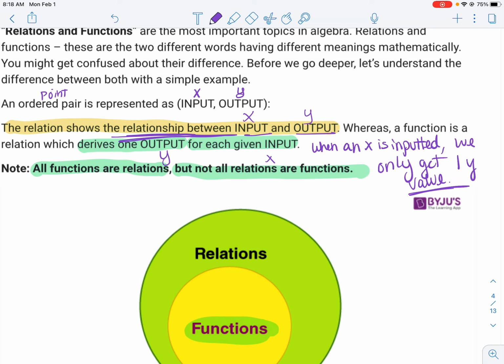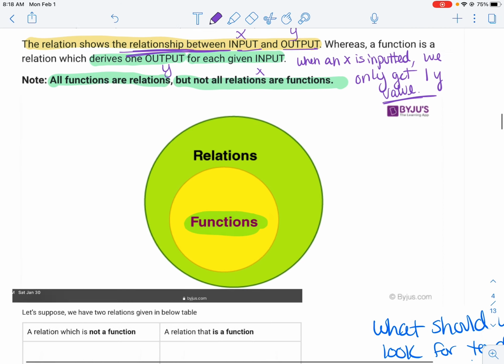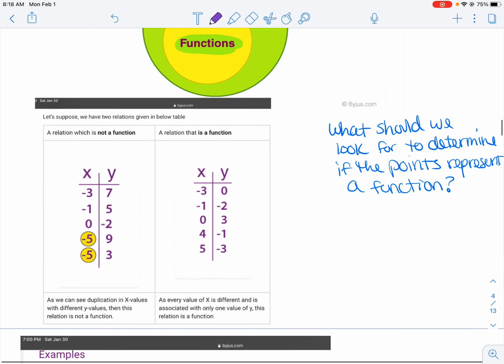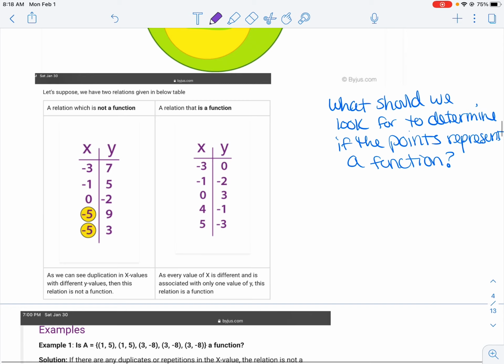If we know there's only one possible answer when we put something in, that's great. If it's just a relation and there's multiple answers for just one input, that can be a little confusing, right? So functions are a little bit clearer, they're a little bit more easy to work with. So let's look at some examples.